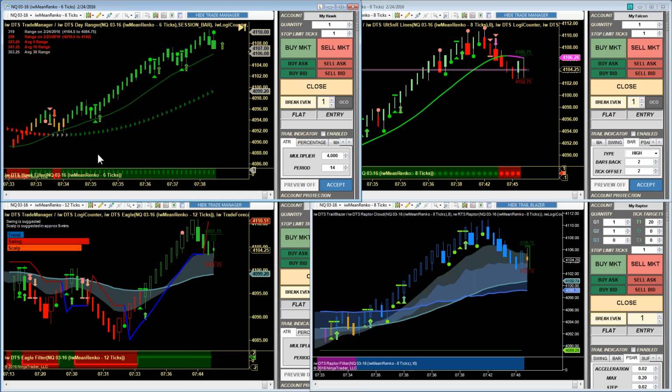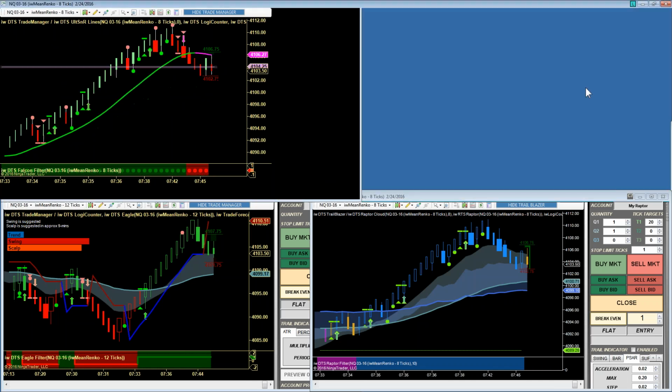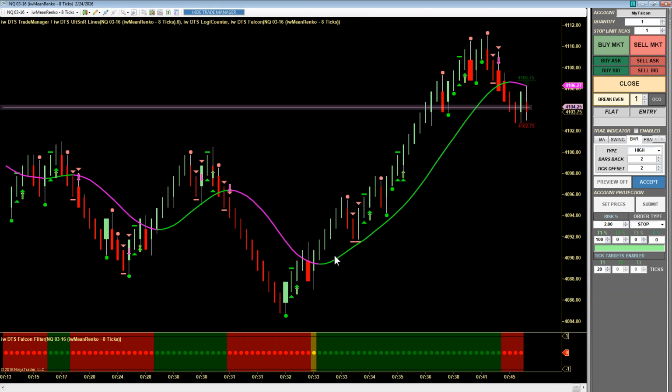Oh yes, a nice little first micro macro cross signal there. That had very good follow through. Let's see, did we get a good trend change signal? Yes, we did. Here's a nice trend change signal.